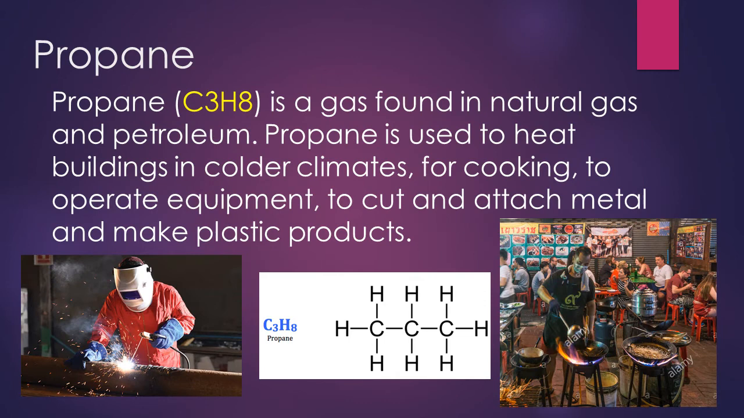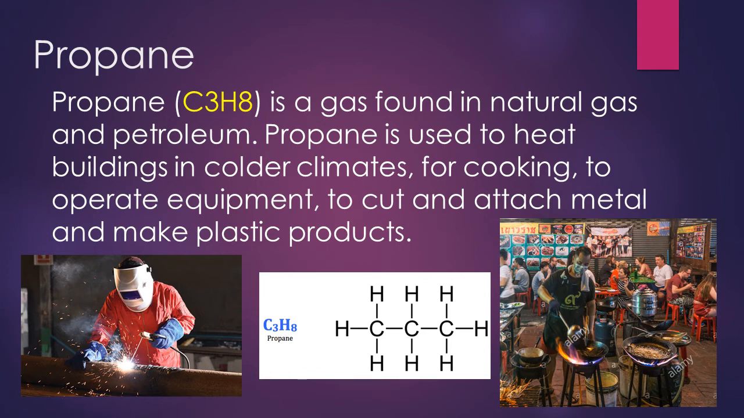Next here, propane, chemical compound C3H8. Propane is a gas found in natural gas and petroleum. So when we process or clean natural gas or petroleum, we can take out the propane. So it's used to heat buildings in colder climates. It's used for cooking, to operate equipment, to cut or attach metal, and to make plastic products.